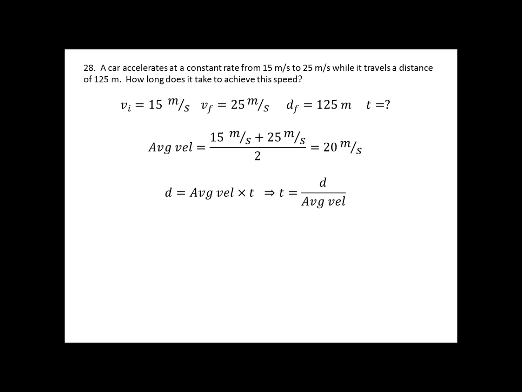Now, we know that distance or displacement is equal to our average velocity times our time. Well, if we solve that for time, we find out that we need to take our displacement and divide by the average velocity. So, plug in our distance or our displacement of 125 meters, divide by 20 meters per second, and we find out that it takes 6.3 seconds for this car to accelerate from 15 to 25 meters per second.